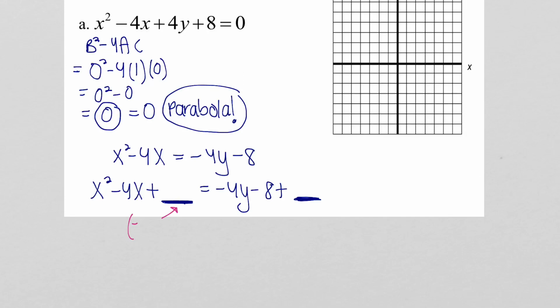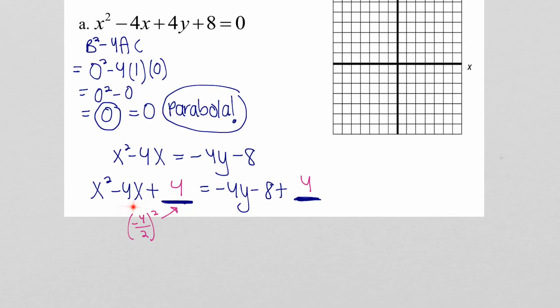Well, remember, it's always b, which is negative 4, divided by 2, squared. This is our b coefficient in front of our linear term. So negative 4 divided by 2 is negative 2, squared is positive 4. So I'm going to add 4 to the left-hand side. If I add 4 to the left, I must add 4 to the right. Okay, what do I do next?